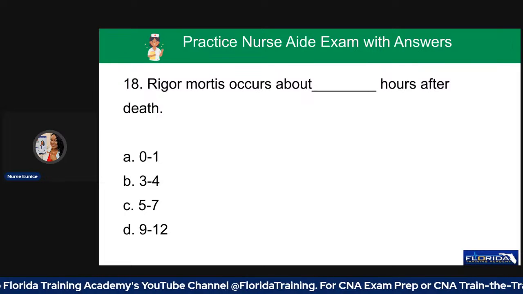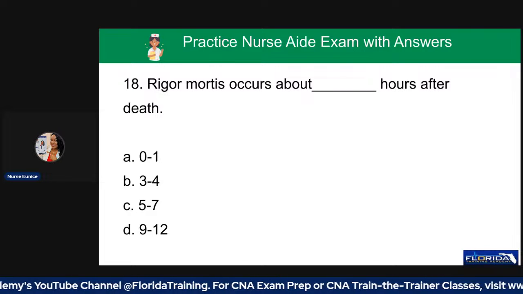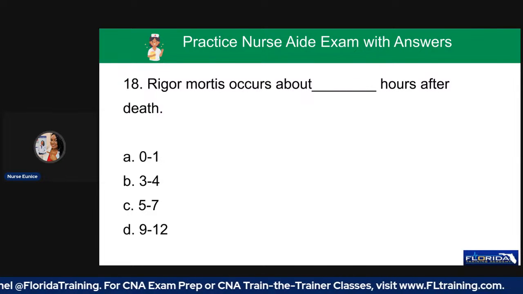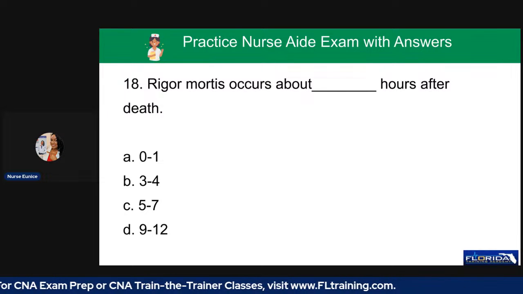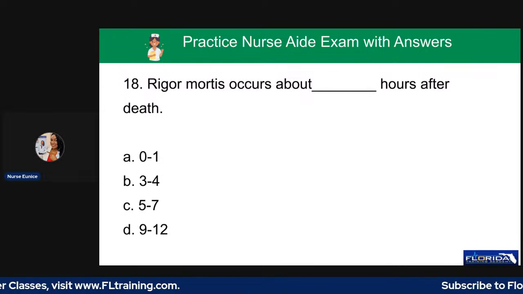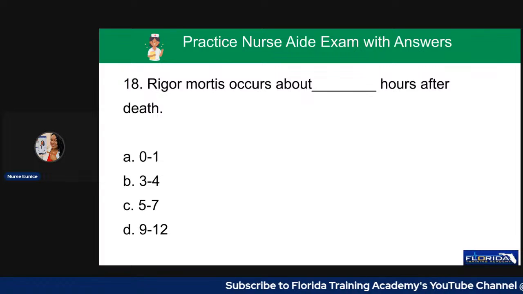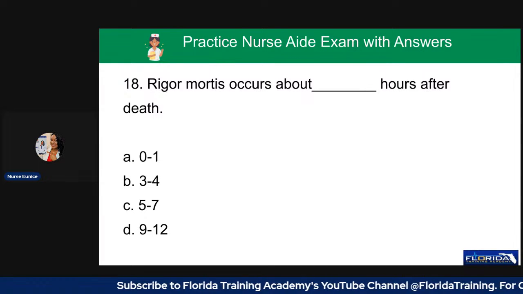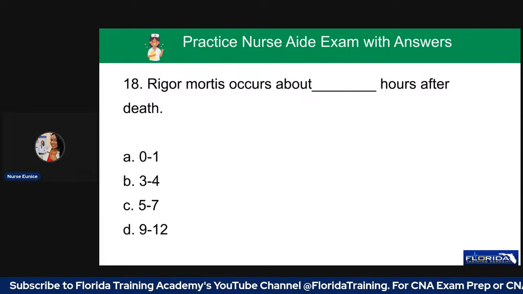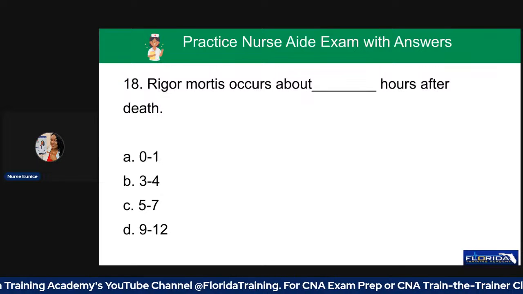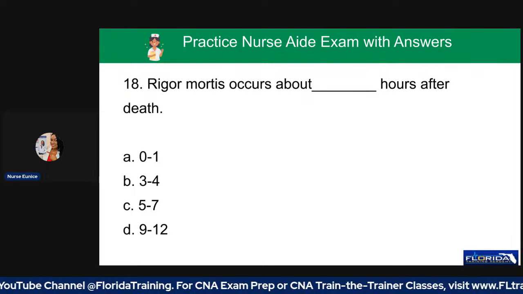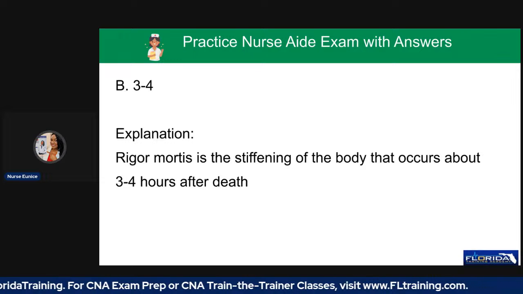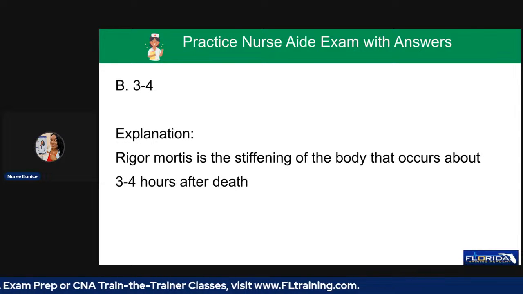18. Rigor mortis occurs about blank hours after death. What is rigor mortis? That's when the body gets really stiff. And so we want to try to prepare as much as we can, especially if we're in a hospital or nursing home, the body before the rigor mortis sets in. And so, how many hours would that be? Is it A, 0 to 1, B, 3 to 4, C, 5 to 7, or D, 9 to 12? Rigor mortis, that stiffening, sets in about 3 to 4 hours after death.